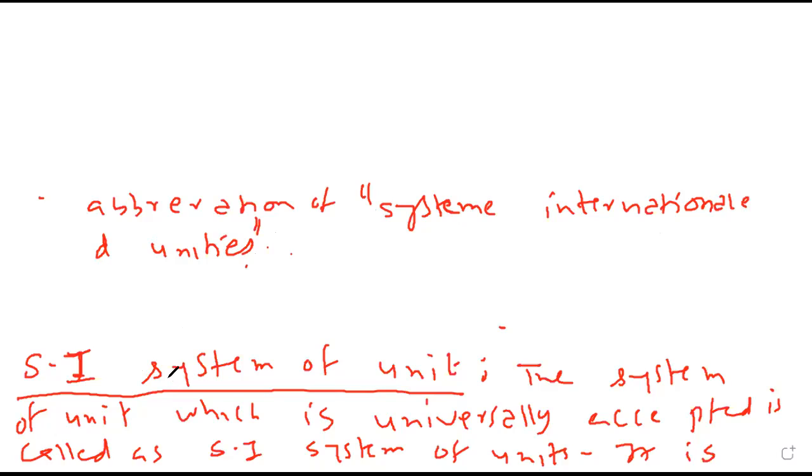There are 7 SI units for 7 fundamental quantities and 2 complementary SI units for angle. So 7 fundamental units, 2 complementary fundamental units, and then we say 9. But actually the basic ones are 7. The 2 are called complementary. Right, this much?